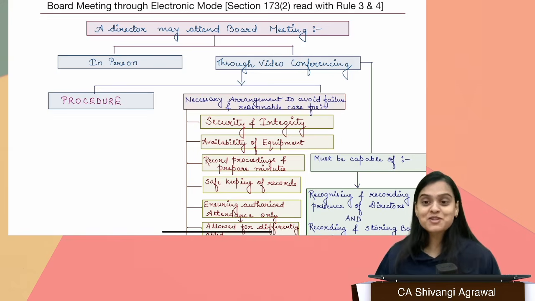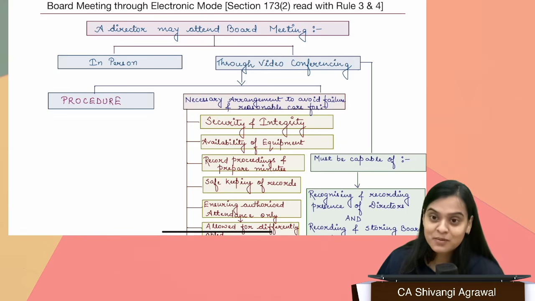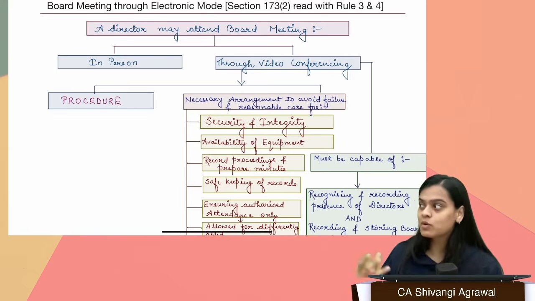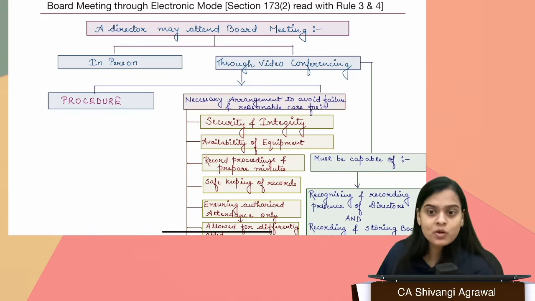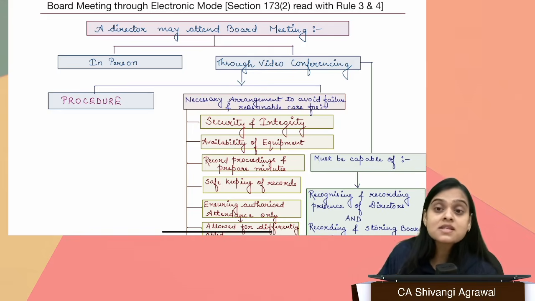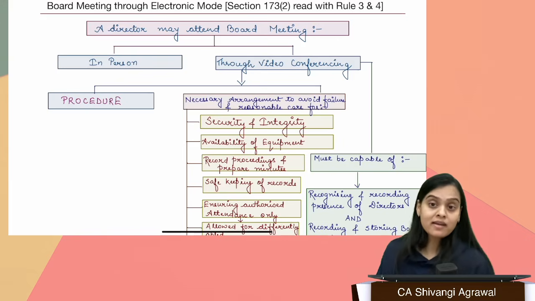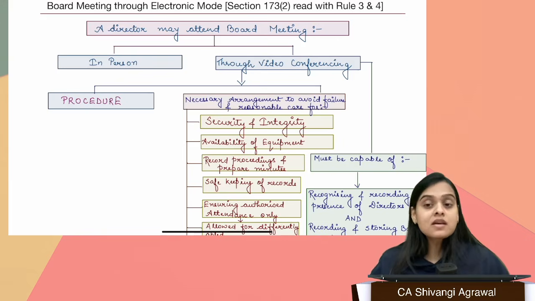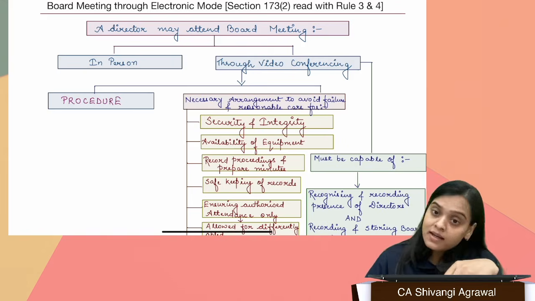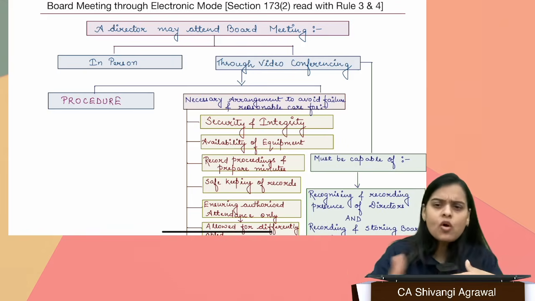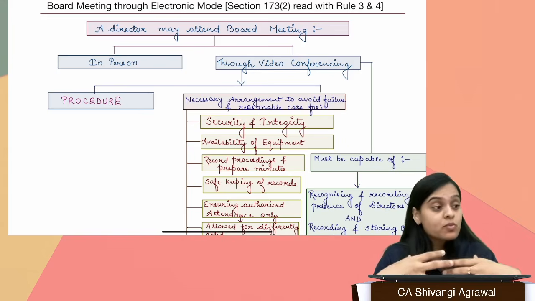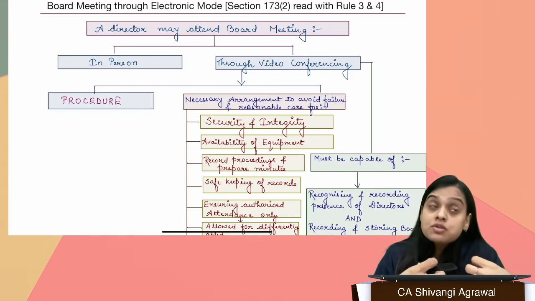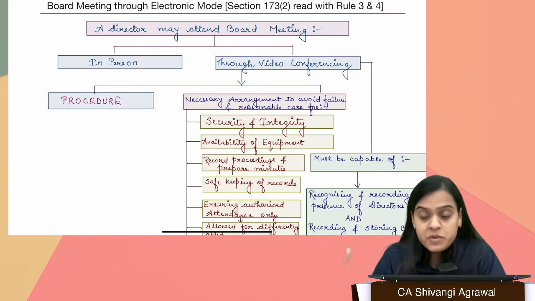The very first thing, there should be proper equipment. Undoubtedly, maybe you need a speaker, maybe you need a certain setup. So you should have that proper equipment available beforehand. Secondly, you have to maintain the security and integrity of the meeting. Why? Because a board meeting is highly confidential, unlike a general meeting, which is of the shareholders and members. So in board meetings, there are bigger decisions about the companies, maybe a merger, maybe something like that, which can be highly confidential unless that information is leaked out.